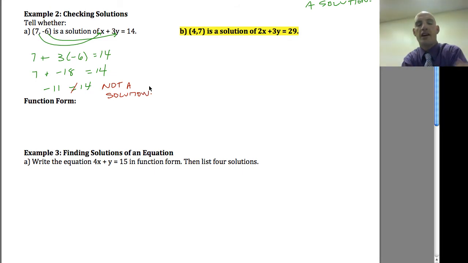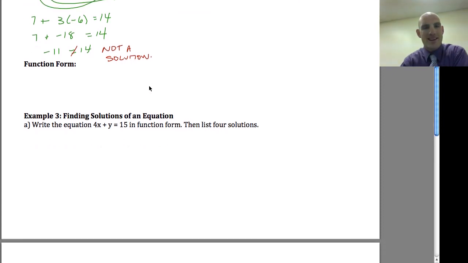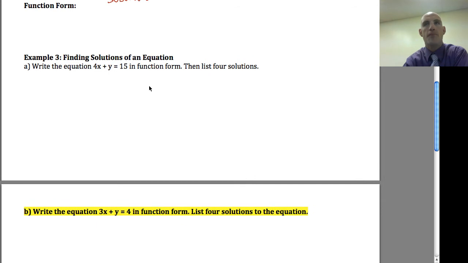Okay? So that's all you're going to do. So in B, you check to see if 4, 7 is a solution of 2x plus 3y equals 29. That's all there is to it. We're going to check to see if these solutions fit. How do we make this an easy process for ourselves? Well, sometimes when we get into the upper levels of math, we want to model this. We're going to model these equations that have two variables, but we're going to put them in a certain form so that it's easier to look at and easier to deal with.